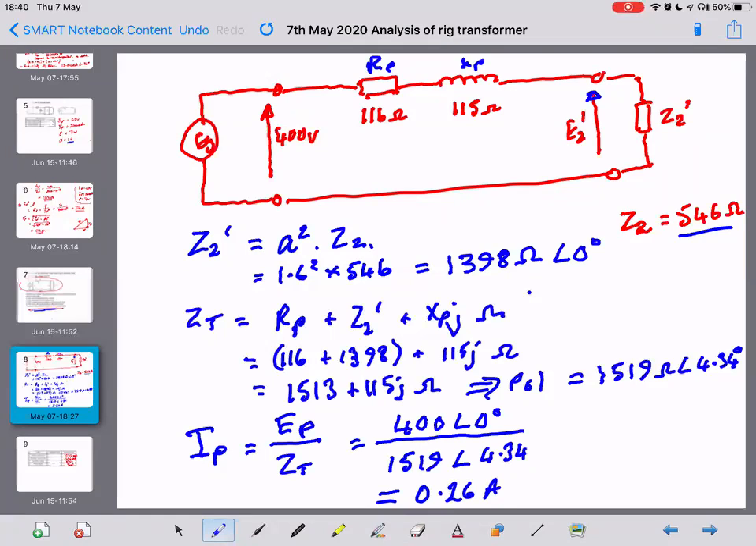Angle minus. Have we got a third significant figure for that, Warren? Yeah, 3. 0.263 amps, angle minus 4.34 degrees. So you're looking at 263 milliamps magnitude. Okay. So that's the primary current.